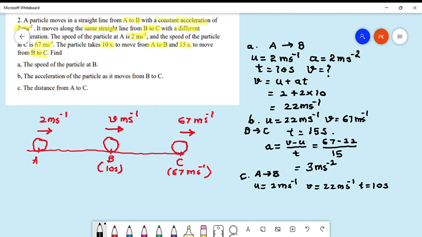Okay, so I'll take this displacement as S1. S1 is equal to u plus v divided by 2, into t, that is 2 plus 22 divided by 2, into 10. How much will it come out to be? 2 plus 22 divided by 2 multiplied by 10, which is 120 meters.